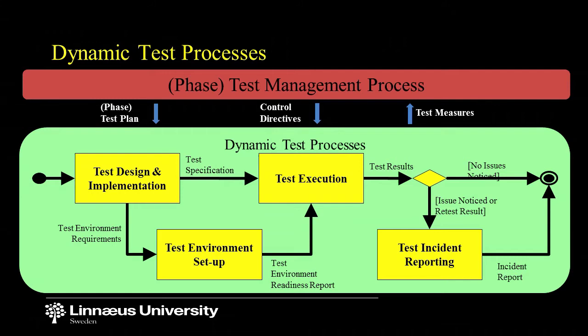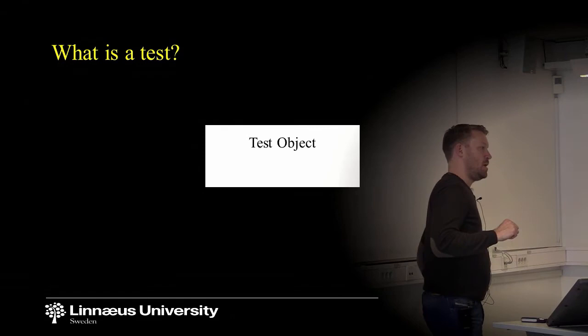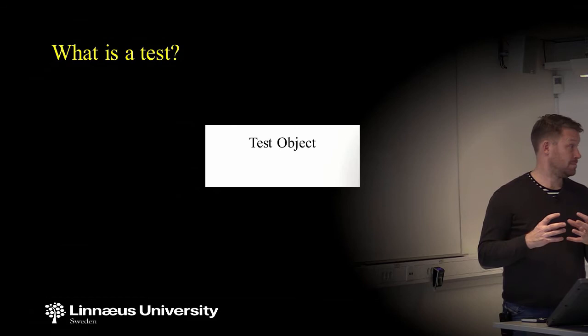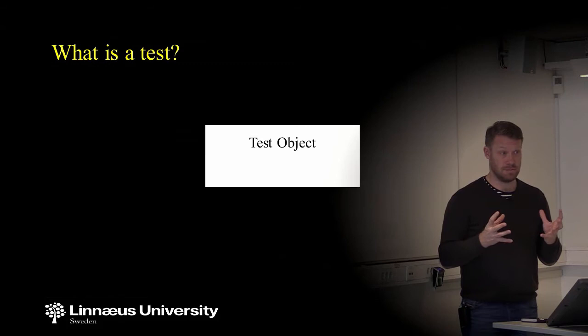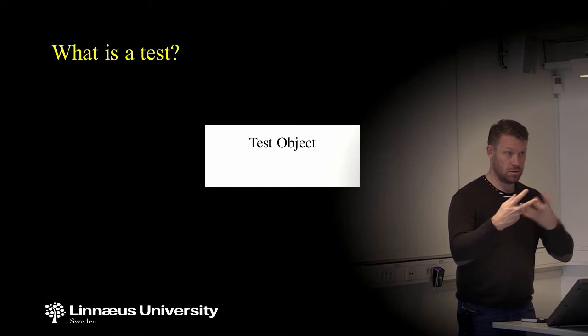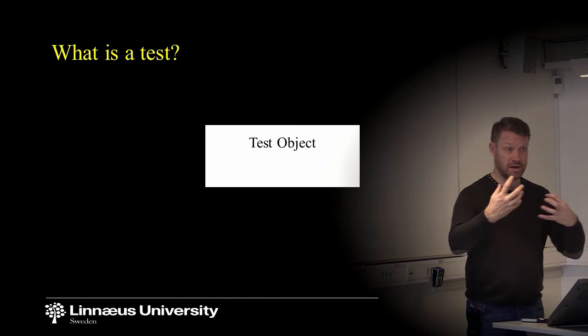So, when we talk about dynamic test processes, dynamic tests, what is a test? Well, this is a test object. A test object can be a method, a method in one of your objects. It can be an object. It can be several objects linked together, collaborating. It can be several subsystems that interact, communicate, and work together to achieve some higher level functionality.